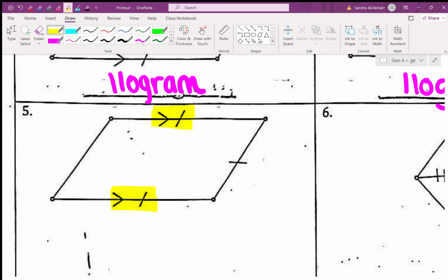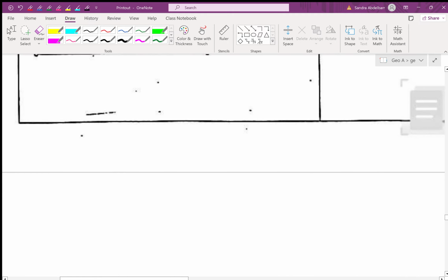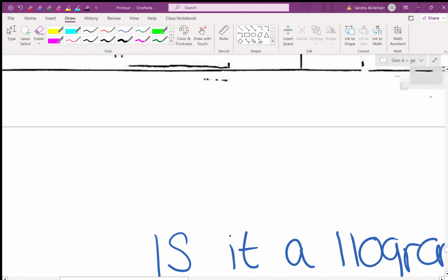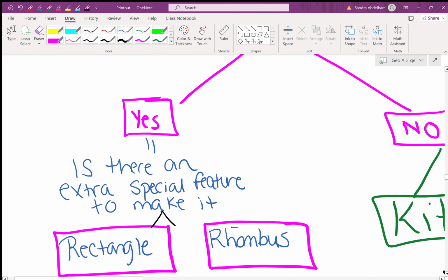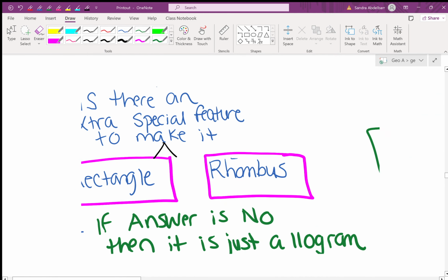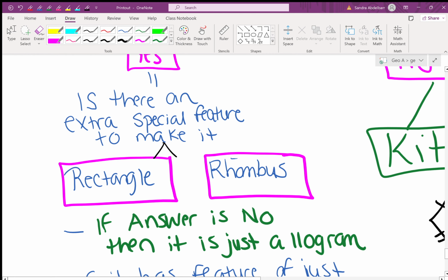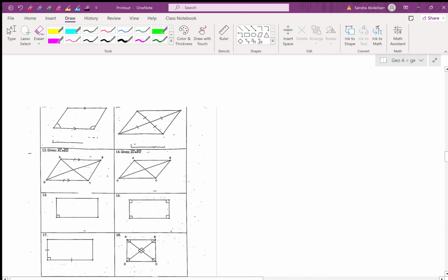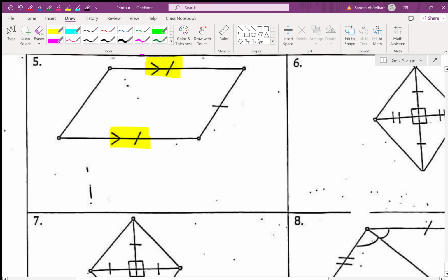So this is an extra special feature. It's a very slight extra special feature, but it makes a huge difference. So now our only options here, so we said yes, right? So it is a parallelogram. So now our next question is not, you can never now jump to a square. That's never right. So now you're asking, okay, could it be a rectangle or could it be a rhombus? All right, so go back to the markings. Could it be a rectangle or a rhombus?